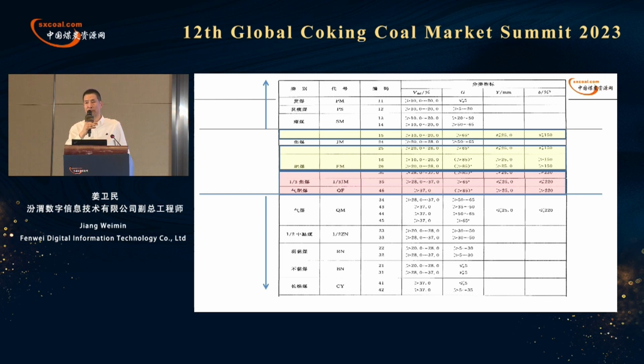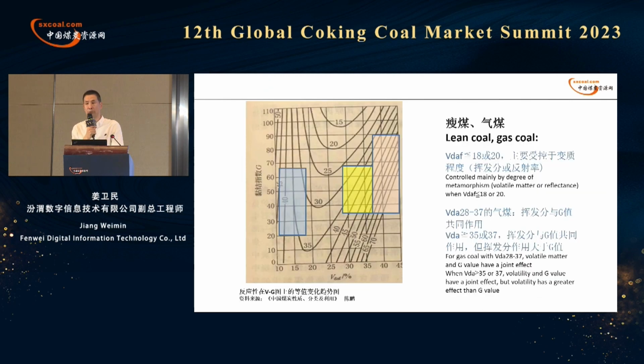and these are also coals including lean coals that go up, and the gas coal that goes down. This is the VG map, and this can be used as a reference. The blue triangle is the lean coal. In the blue triangle, you can see that the VDAF is less than 18 to 20.